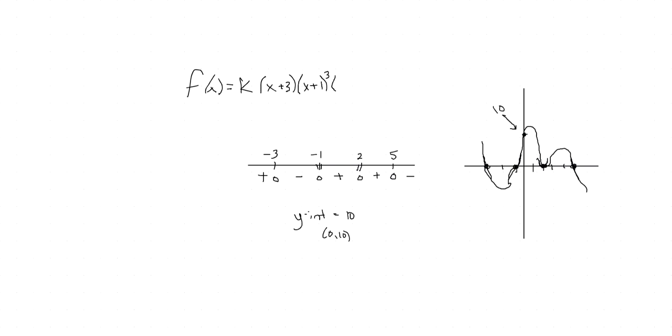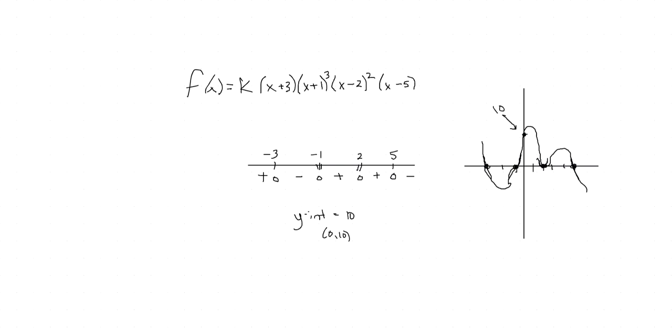And then x equals 2 is going to give us x minus 2. And that one's squared because it's a double root. And then finally, x minus 5 for x equals 5 as the last root. And that's a single root because it's a pass-through.